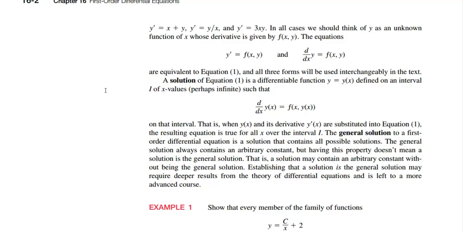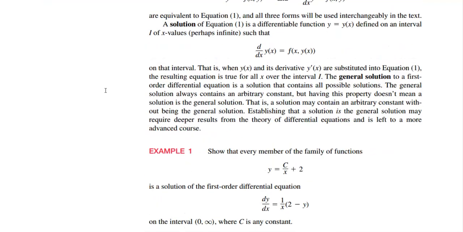The general solution to a first-order differential equation is a solution that contains all possible solutions. You're always going to involve an arbitrary constant for a general solution, but having this property doesn't necessarily mean a solution is the general solution. A solution might have an arbitrary constant without being the general solution. Establishing that a solution is a general solution is a bit tougher than what we're going to go into. It goes a bit deeper into differential equations, and we're not going to touch on that here.